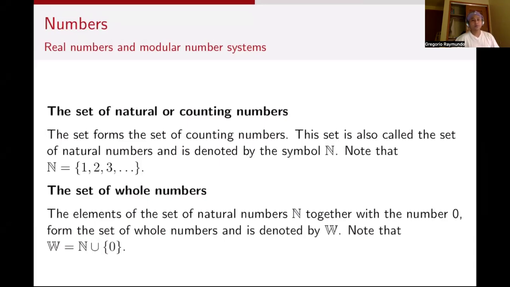Now, the set of whole numbers: the elements of the set of natural numbers, N, together with the number 0, form the set of whole numbers and is denoted by W. Note that W is equal to the set of natural numbers union the set containing 0.